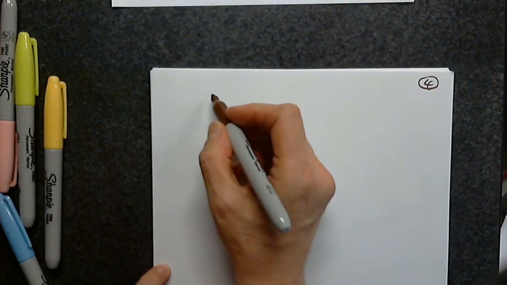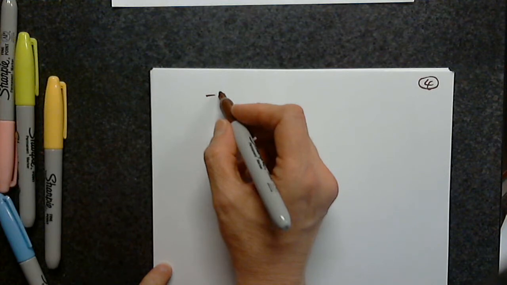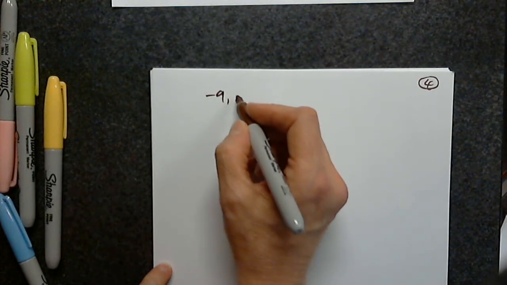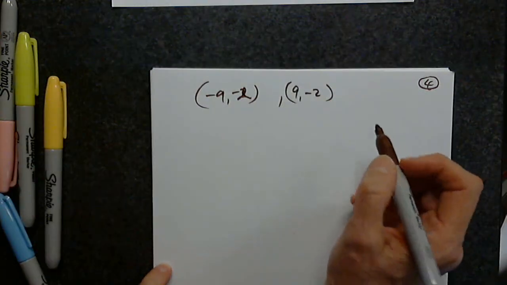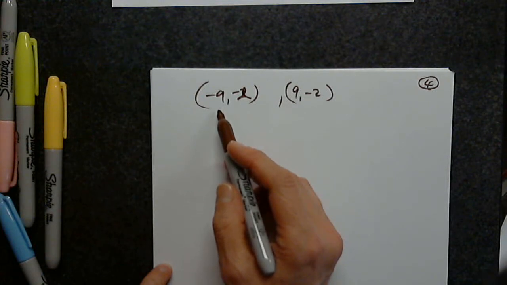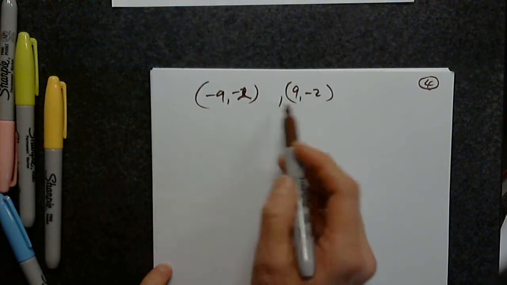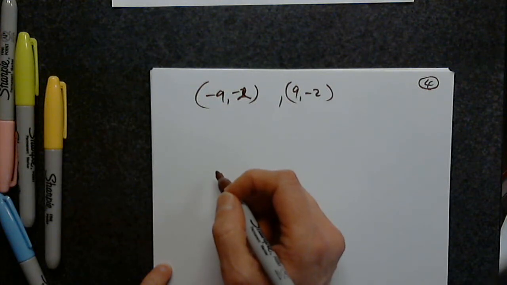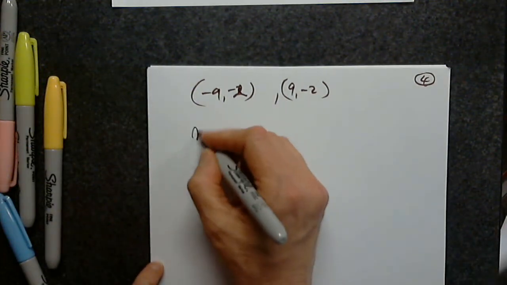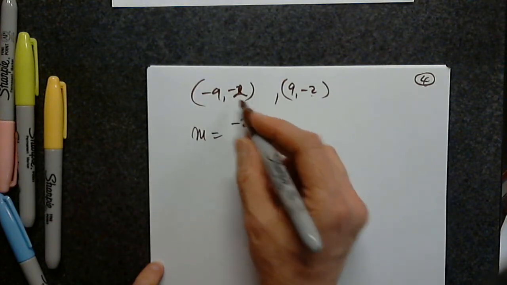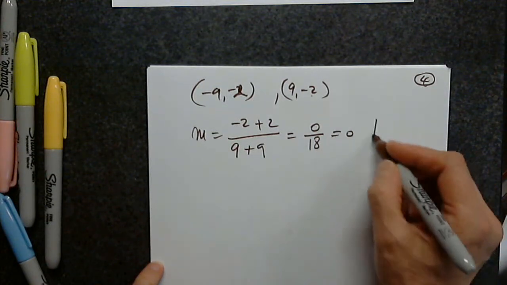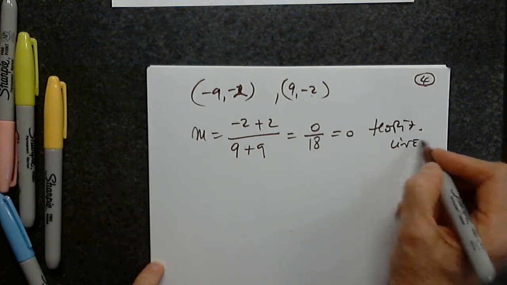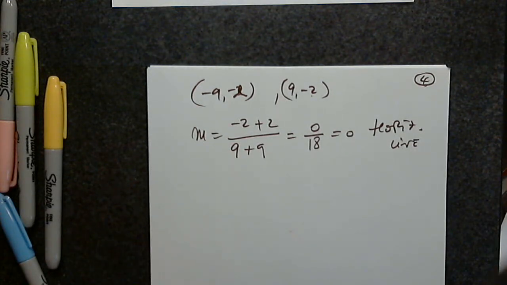So one of the points were negative nine, negative two, and nine and negative two. Are you sure? Because this is not undefined. No, that one's not undefined. Oh, this is something else. Yeah, that's a different problem. Okay, so then we have the slope, which is negative 2 minus negative 2 divided by 9 plus 9. Right. Now this is 0 over 18, which is 0, which makes a horizontal line. That's a different story. Right, that's what I was saying.